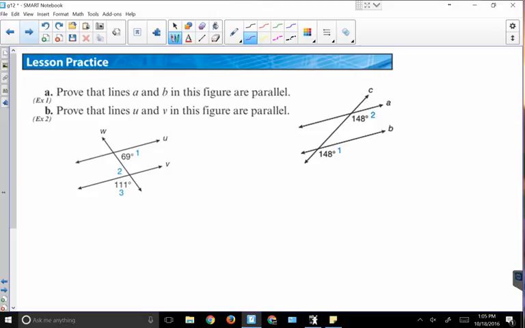I don't know, you wrote it down. I do believe that was the converse of corresponding angles, was it not?